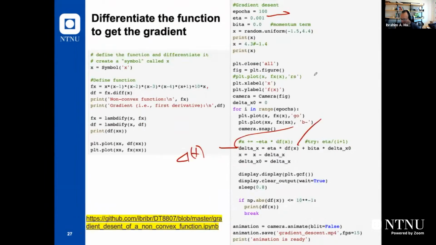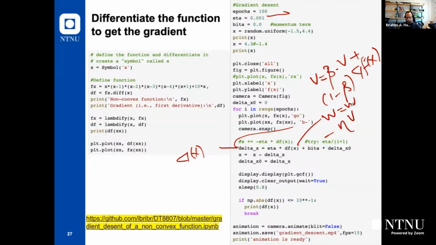So this equation, in fact, is v equals beta multiplied by the last v, correct? Plus 1 minus beta multiplied by the gradient, which is that part. And after that, when you have this speed, you will adjust your weights. So omega equals omega minus eta multiplied by v. We will do it like this.